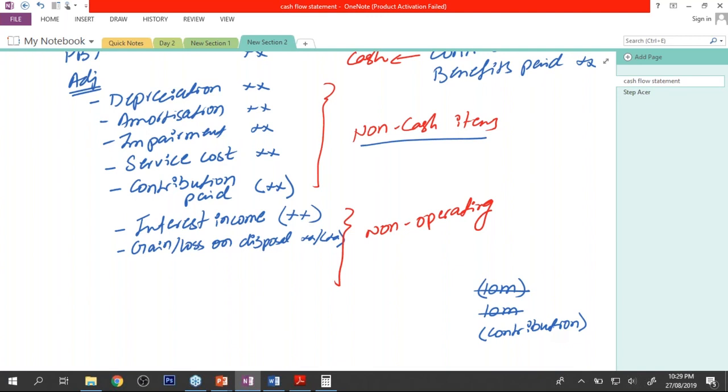George is saying interest income isn't based on accrual concept, so non-cash item, correct? Yes, George, if the interest income hasn't been received in cash, then it will be non-cash. But normally, if you are receiving the interest income, still we deduct that because that is a non-operating activity.